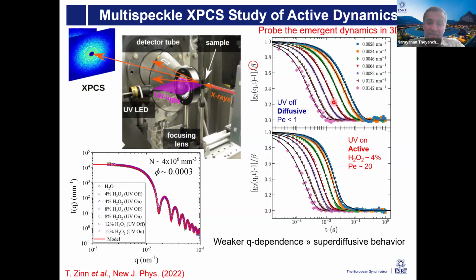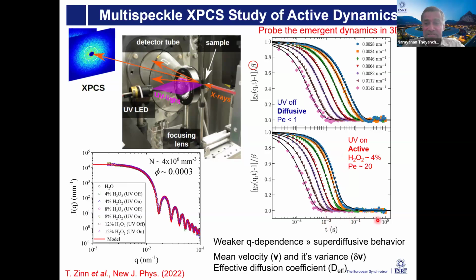But as soon as the UV light is on, and you can see that this is a log scale and the time scale here, the dynamics becomes several orders of magnitude faster. And not only that, the spread in these correlation functions has narrowed. This means a weaker Q dependence, which is a typical indication of a transition to super-diffusive behavior, so weaker than Q squared dependence here.